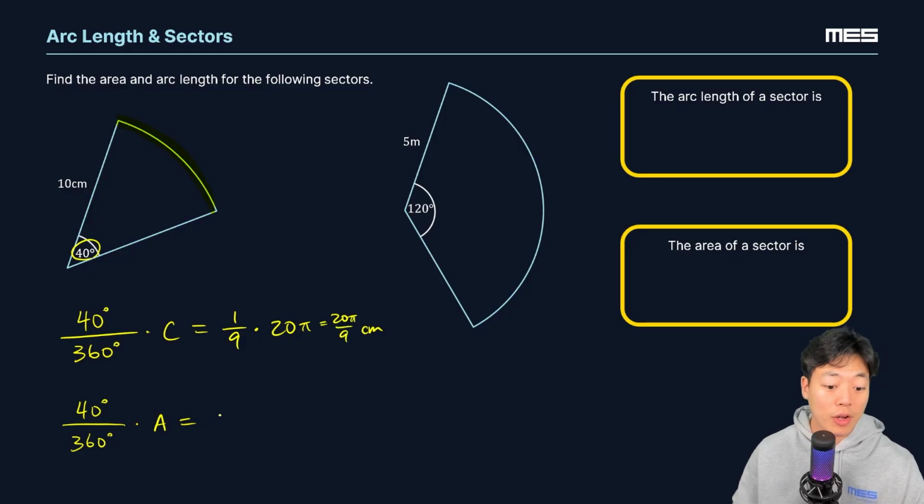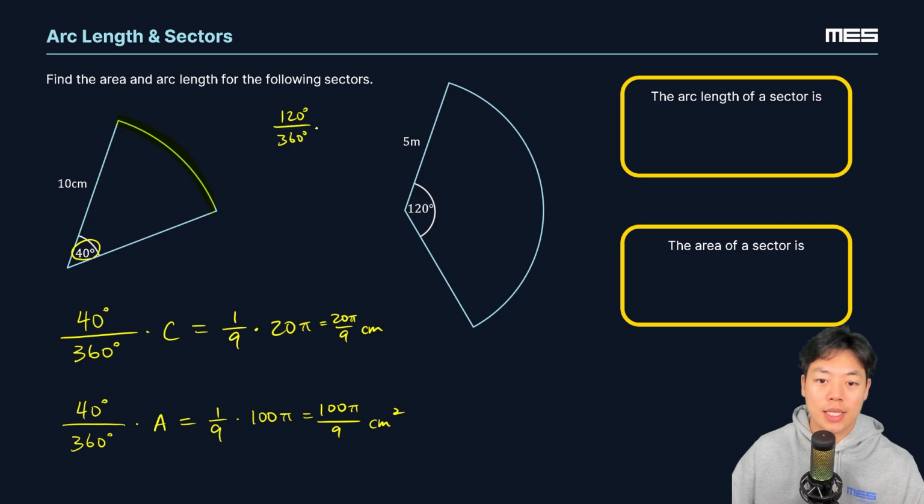Now over here, with our area, we'll have 1/9 times pi r squared. So that'll give us 100 pi over 9 centimeters squared. Same idea for this second example. We'll have 120 degrees over 360 times the circumference, which is 10 pi. And 120 over 360 is a third, so we have 10 pi over 3 centimeters for this arc length. For the area, I would have a third times pi r squared, so 25 pi over 3 centimeters squared will be the area of this sector.